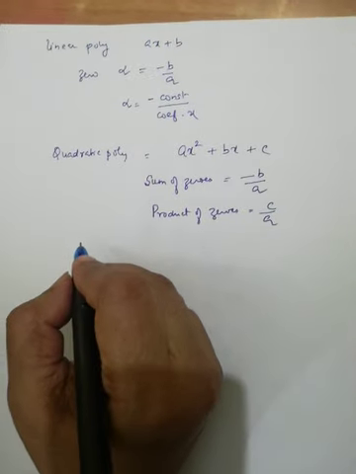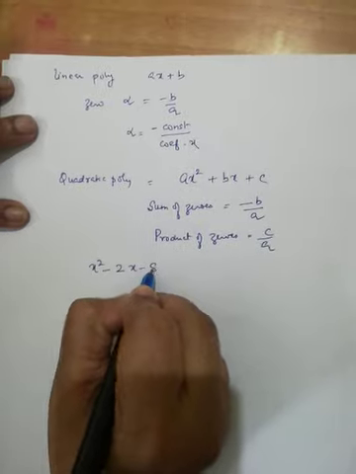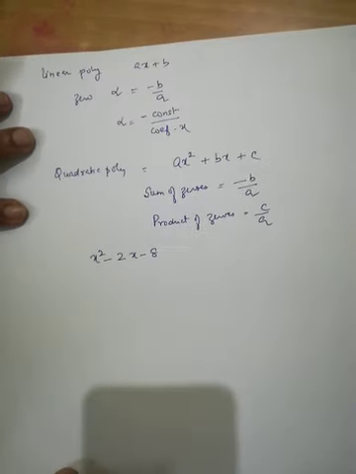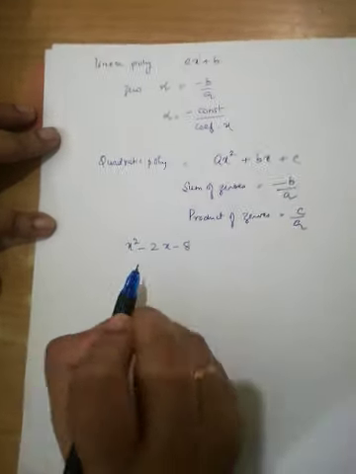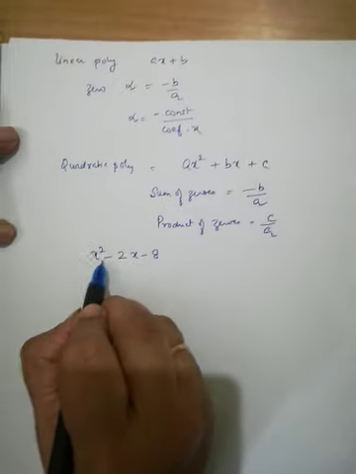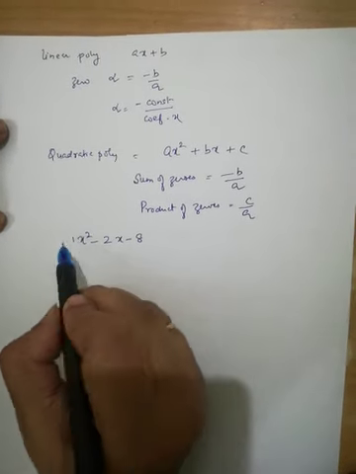I'll just take an example, x square minus 2x minus 8. This is a quadratic polynomial. Let us find out the zeros of this polynomial. To find the zeros of the polynomial, we have to factorize it first. All of you know how to factorize a quadratic polynomial.